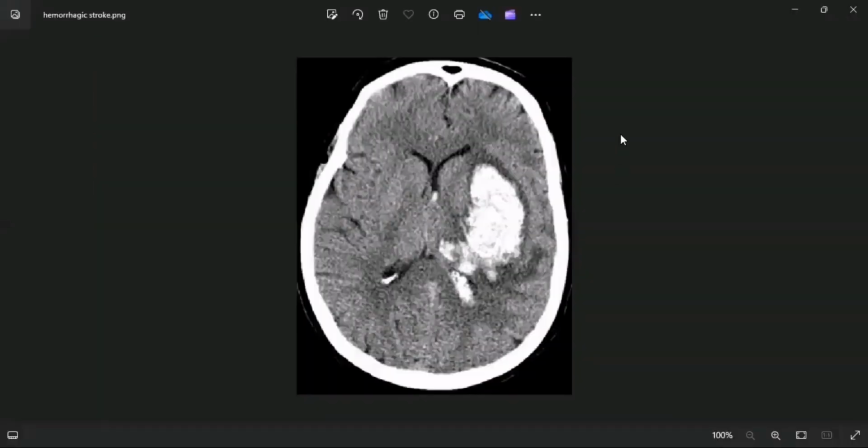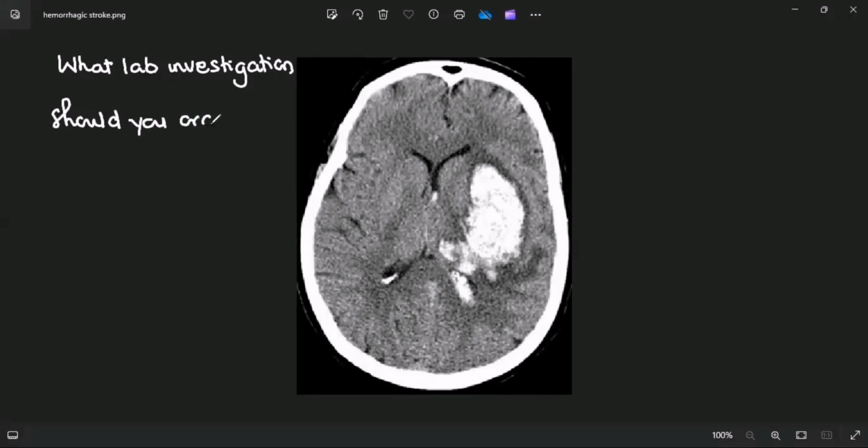So I show this again. When someone bleeds into the brain, do you think you need to give contrast? Before I continue, if you want to do a contrast investigation, what lab investigation should you order? Let's assume they tell you, I'll do a contrast head CT scan. Then the question comes abruptly: what lab investigation should you order before you do the contrast enhanced investigation? What is the answer?